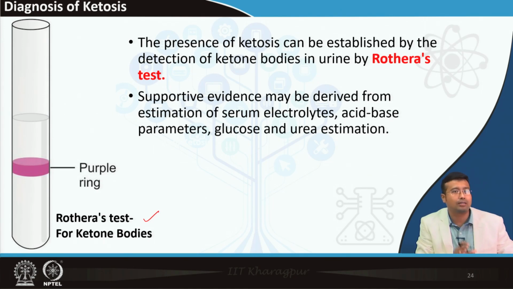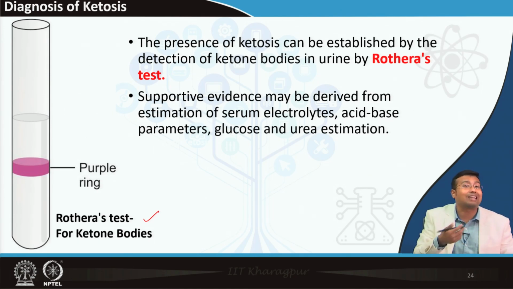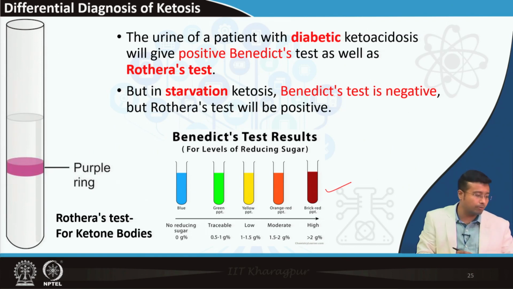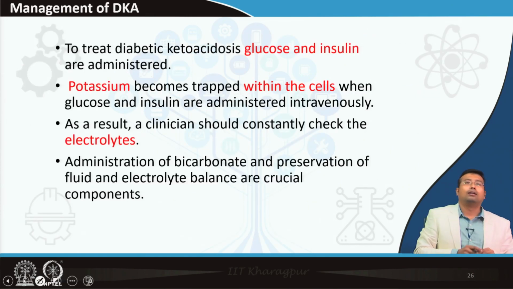Now, since this ketosis happens in both starvation and diabetes, can we differentiate by just undergoing a urine test? Absolutely yes, because in case of diabetes, Benedict's test along with Rothera's test will be positive, that is it will give a brick red precipitate, whereas in case of starvation Benedict's test will be negative, only Rothera's will be positive. And lastly, how can we manage or treat this condition?